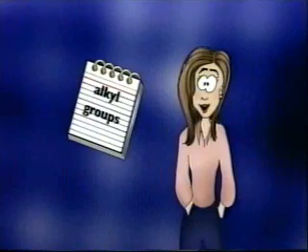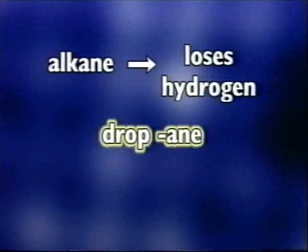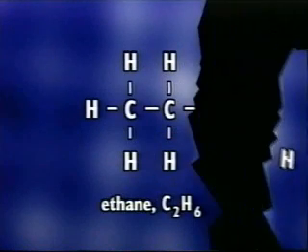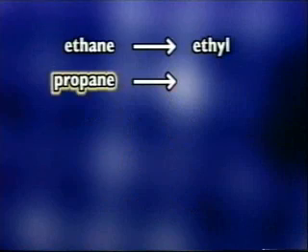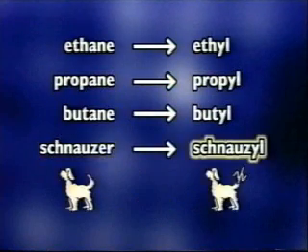Just a quick note on alkyl groups. Like we said, when an alkane loses a hydrogen, we drop the ANE ending from the name of the substituent and add a YL. For instance, if ethane loses a hydrogen, we call it ethyl. Propane becomes propyl, butane becomes butyl, and schnauzer becomes schnauzl.